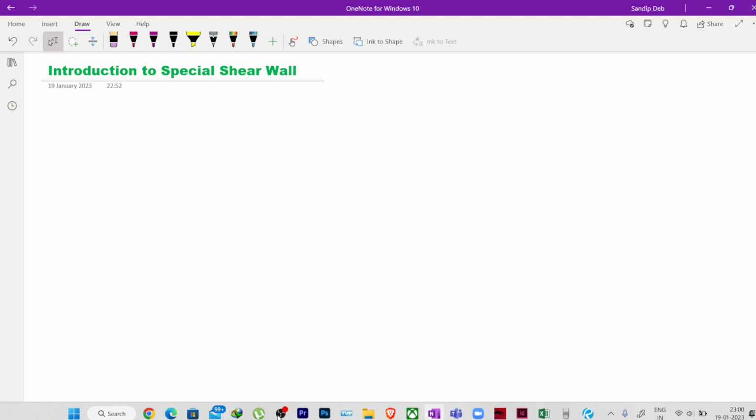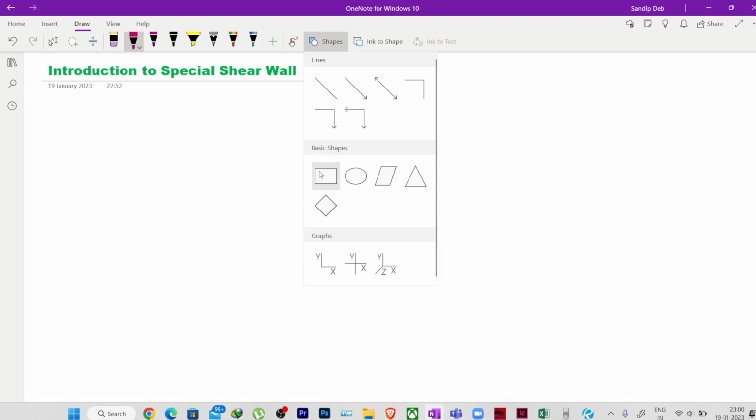So today we'll be talking about special shear wall. All of you know that in our IS 456-2000, section 42 gives us the way to design plain concrete wall.